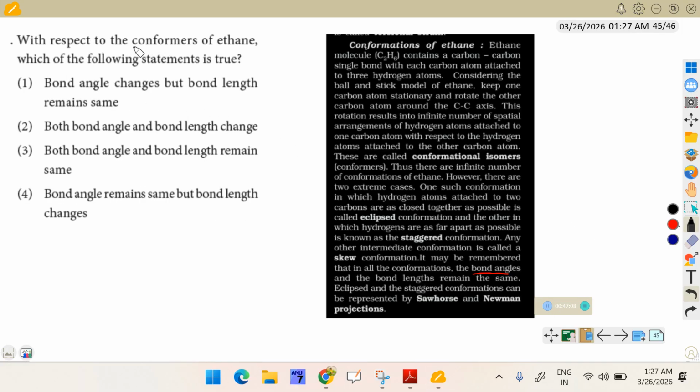With respect to the conformers of ethane, which of the following statements is true? The bond angles and bond lengths remain the same. So not the fourth option. Bond angle and bond length remain the same. The third option is the correct option.